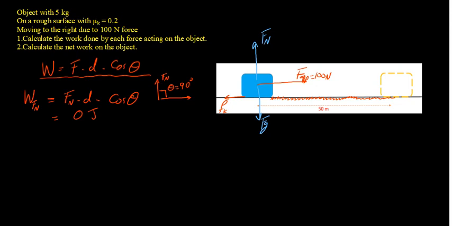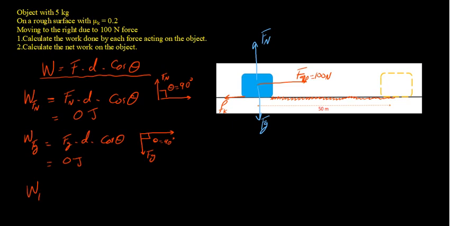At the same time, I can apply the same concept to the gravity force. It's going to be Fg times distance times cosine theta. Once again, I have the distance going to the right and I have the gravity force going downward. Once again, theta is 90 degrees, which means there is again no work done by the gravity force.